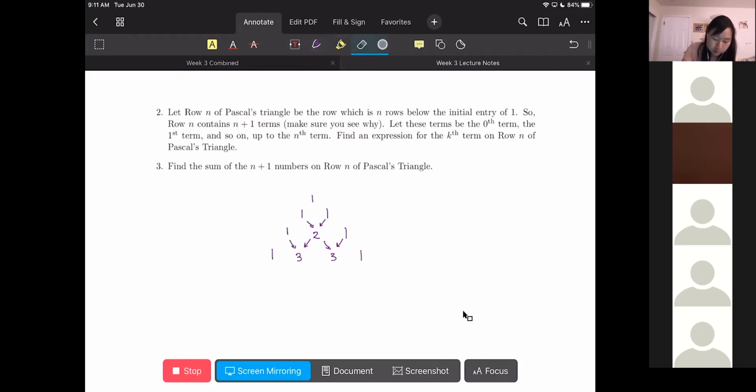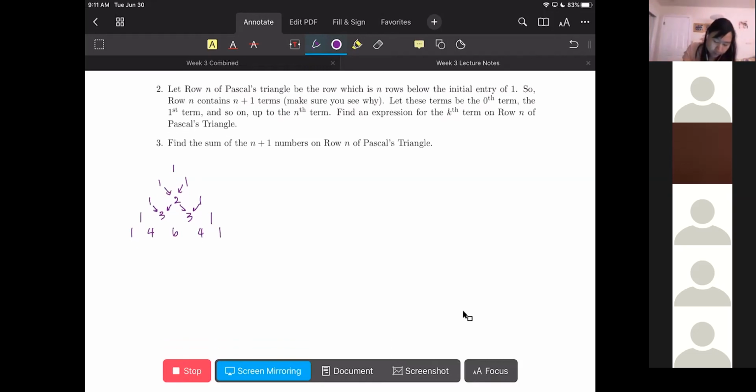Actually, let me draw this on the side so you have more room later. So 1, 1, 1, 1, 2, 1, 1, 3, 3, 1. What would be the next row? 1, 4, 6, 4, 1. Right. And then what about the row after that? 1, 5, 10, 10, 5, 1. Right. And so on. So this is Pascal's triangle.